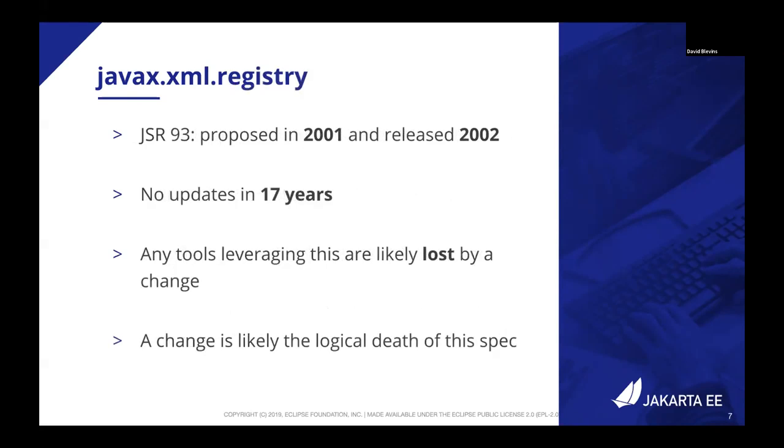The fourth and last API that I'm going to talk about is Java XML Registry. This is JSR 93. It's also another very, very old API. It was only developed for 1.5 years. It was proposed in 2001, received 1.5 years of attention, and was released in 2003. After that initial push, it wasn't touched, not even for maintenance releases, for 17 years.